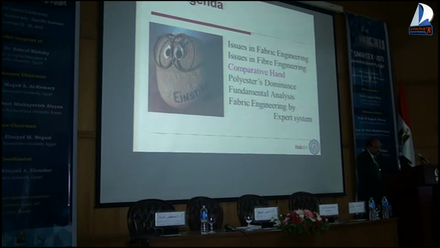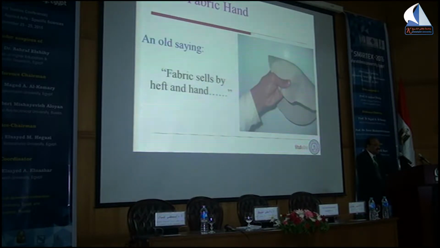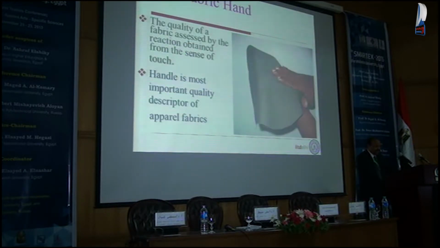After the fabric is developed, the characteristics are linked with fabric hand value. The reason hand value is taken as the point of reference is that we all know a fabric sells by heft and hand. Hand is basically a textural property. When a fabric comes in contact with your skin, what is the perception of the skin about the fabric properties? That is what is called the hand value.